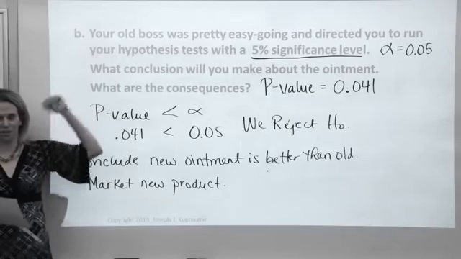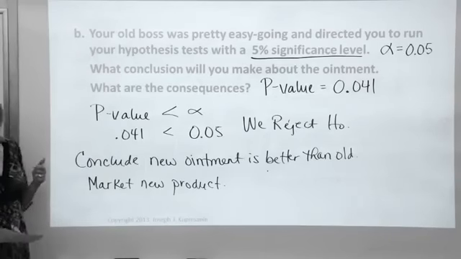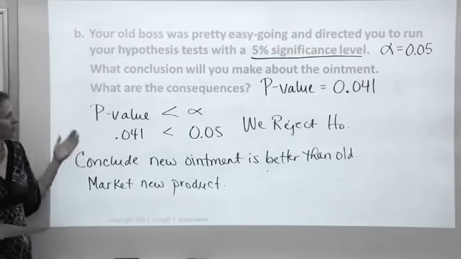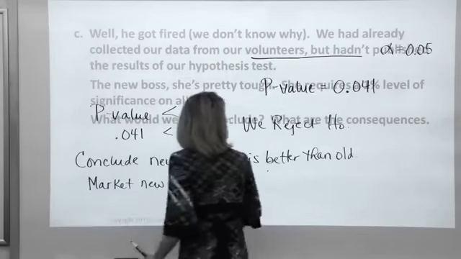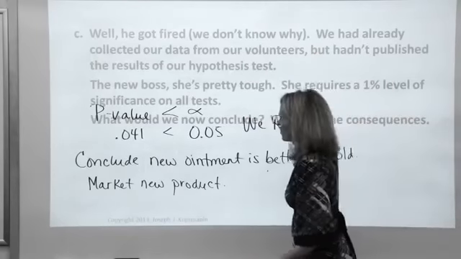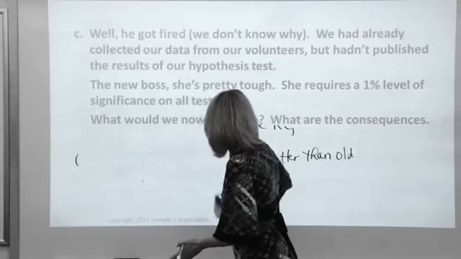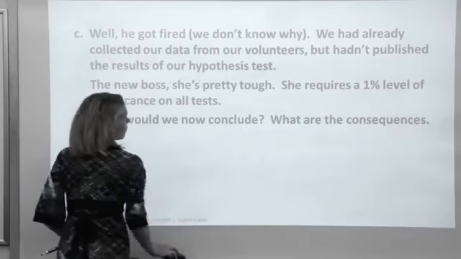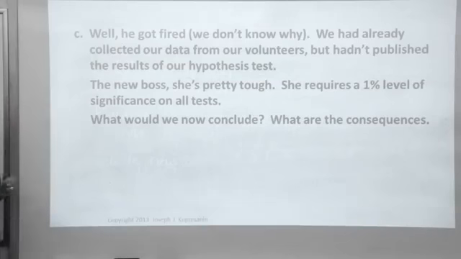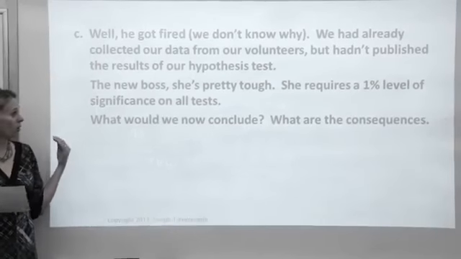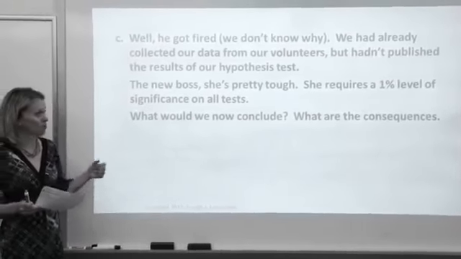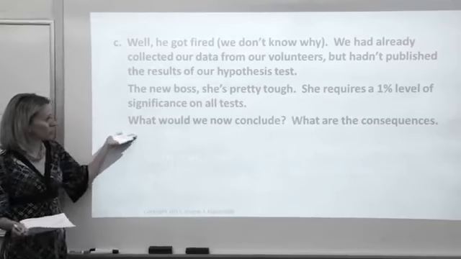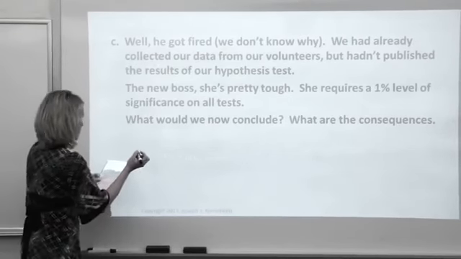All right, now it said your old boss, so something must have happened here. Part C, you're going to see that your old boss got fired, and we'll change things up a little bit. So, old boss got fired, don't know why. We had already collected our data from volunteers, but we hadn't published the results of our test yet. So we have a new boss. The new boss, she's pretty tough. She requires a 1% level of significance on all her tests, so she wants to see even more evidence in favor of that alternative in order to invest money in something. So what would we conclude now, and what are the consequences?